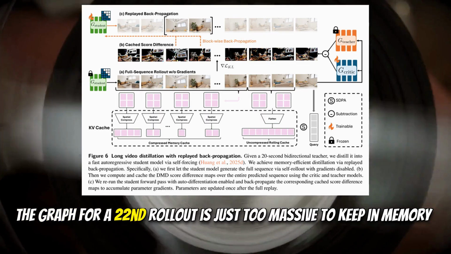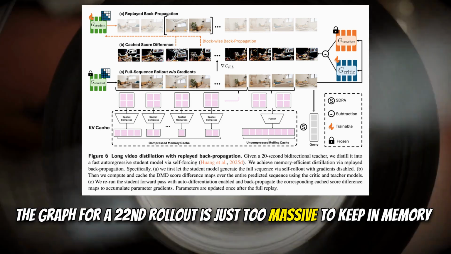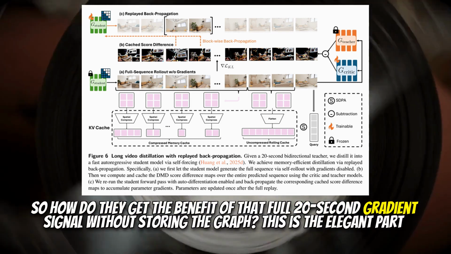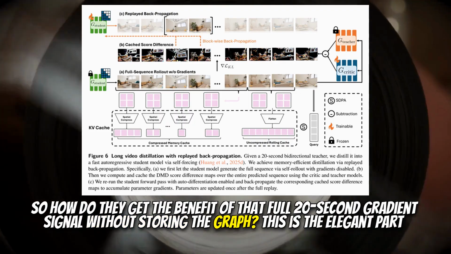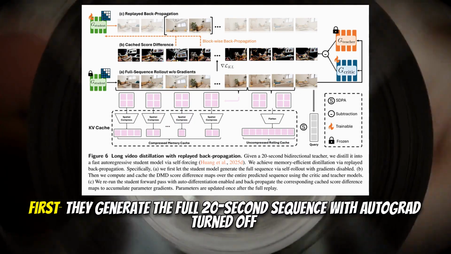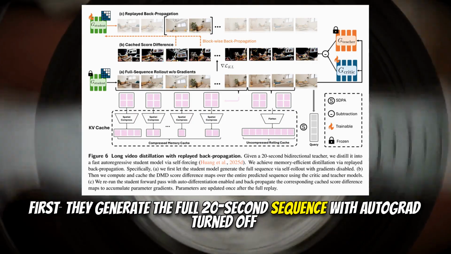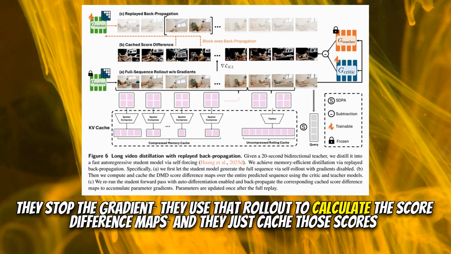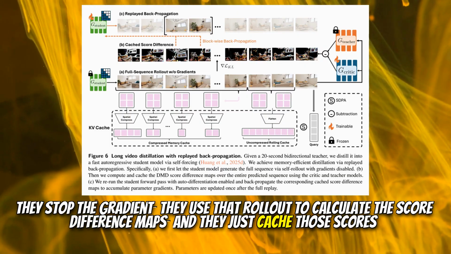The graph for a 20-second rollout is just too massive to keep in memory. So how do they get the benefit of that full 20-second gradient signal without storing the graph? This is the elegant part. First, they generate the full 20-second sequence with autograd turned off. They stop the gradient, they use that rollout to calculate the score difference maps, and they just cache those scores.